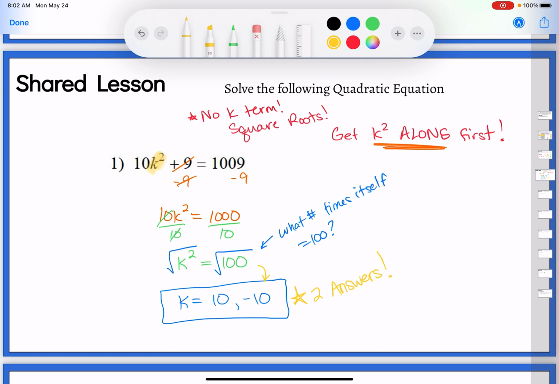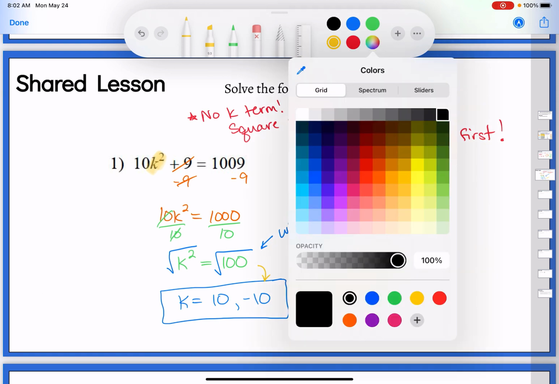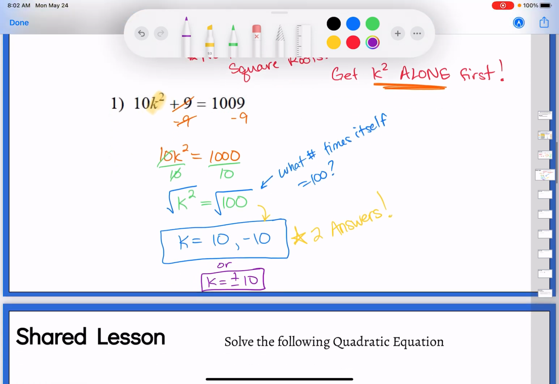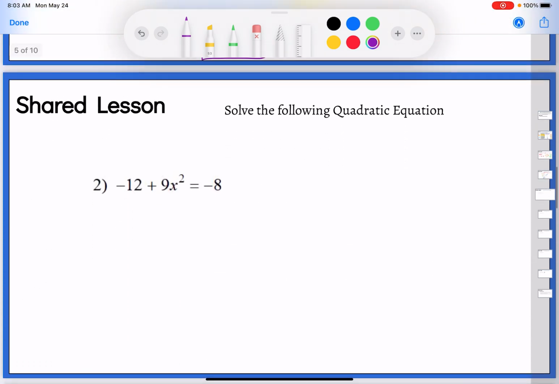We did have the symbol, if you remember, and you can use it if you want to. You could say k equals plus or minus 10. That would be a perfectly acceptable answer as well. Either way you want to write it is fine, but you should always have that plus or minus option on the next step after you do a square root. All right, there is our basic. Let's see what we got here.